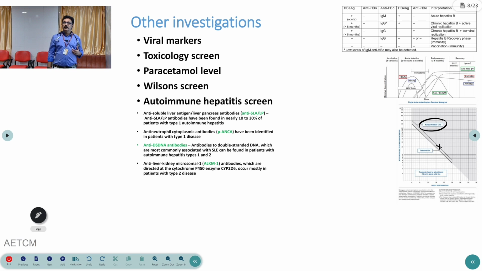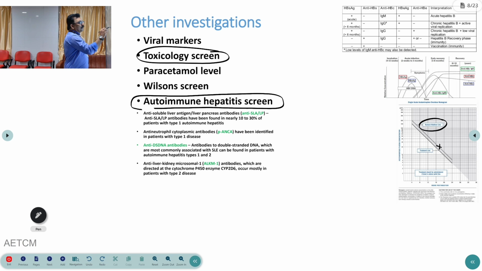Then if the patient has a history of rat poison or some other poison which can affect the liver, toxicology screening of the urine, blood and aspirate is very important. Then Wilson disease, we have to check for copper and other investigations that we will see on the next slide. If it is a young female coming without any reason, with liver injury, then you have to suspect autoimmune hepatitis. So you have to ask for investigations like anti-SLA, LP, P-ANCA, anti-dsDNA antibodies, anti-liver kidney microsomal 1 antibody. So these are the things you have to ask.